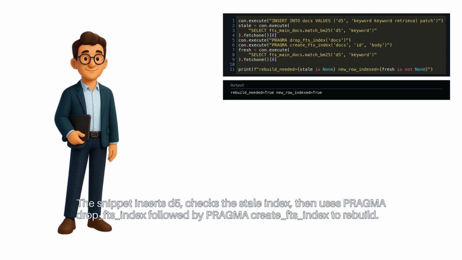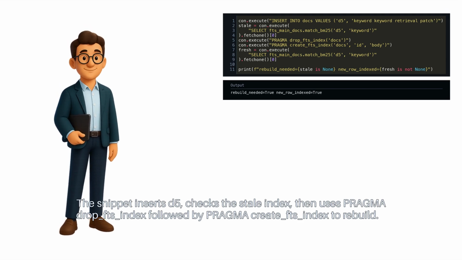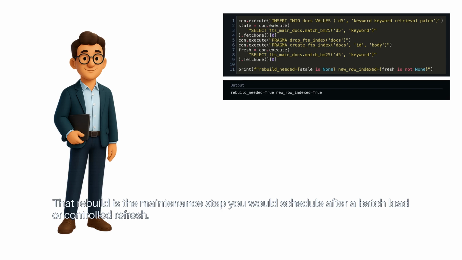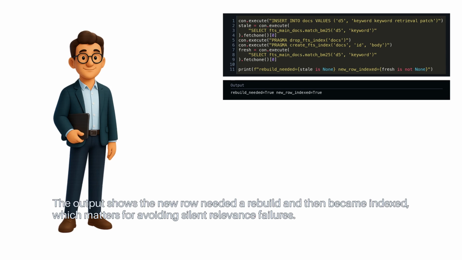The snippet inserts D5, checks the stale index, then uses PRAGMA drop_fts_index, followed by PRAGMA create_fts_index to rebuild. That rebuild is the maintenance step you would schedule after a batch load or controlled refresh. The output shows the new row needed a rebuild and then became indexed, which matters for avoiding silent relevance failures.